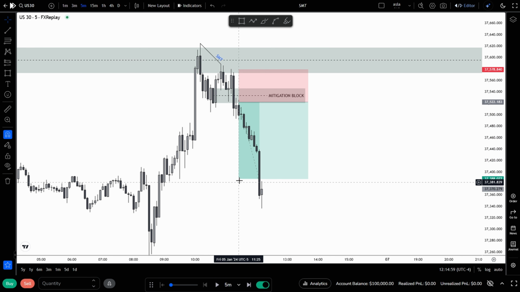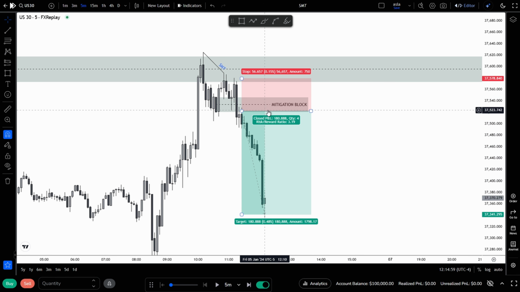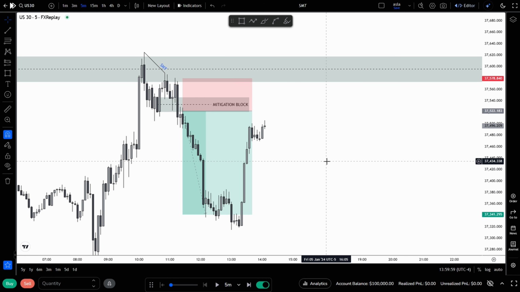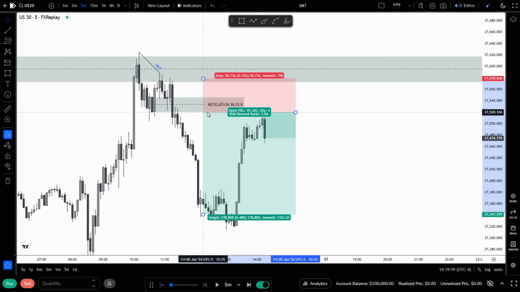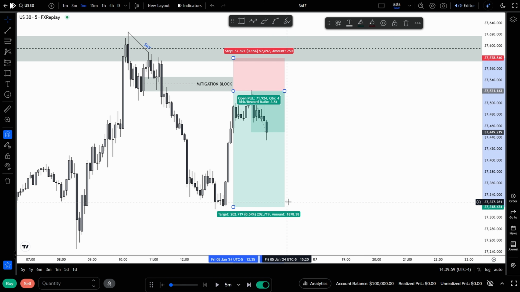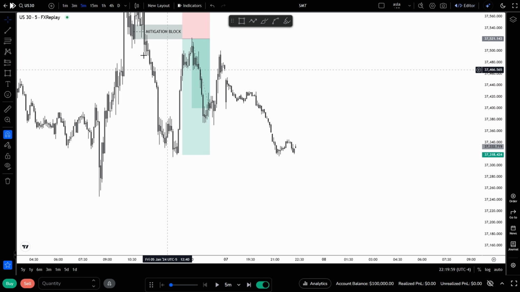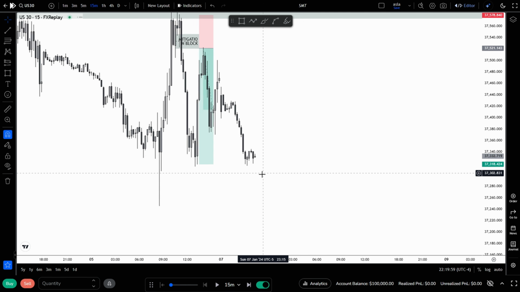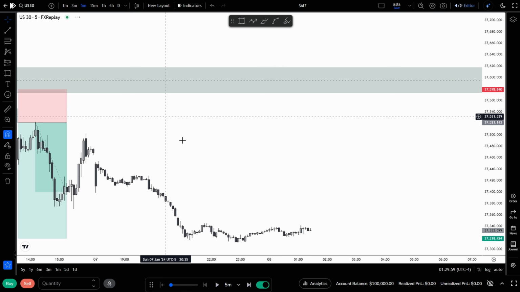Another option is to simply wait for a second retest for more confirmation. If you watch how price behaves here, you can see that when price first comes back to the mitigation block, we get a reaction and price moves lower. Later on, when price comes back again to retest the same level, we once again get another reaction from that mitigation block.